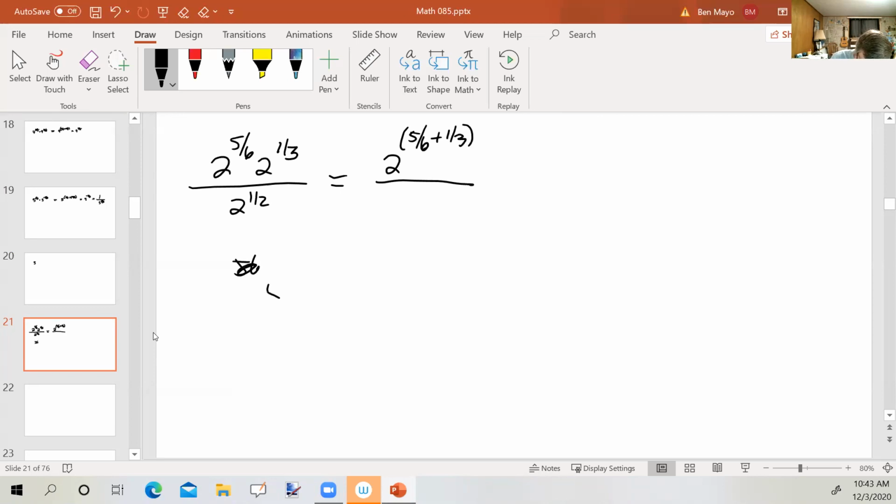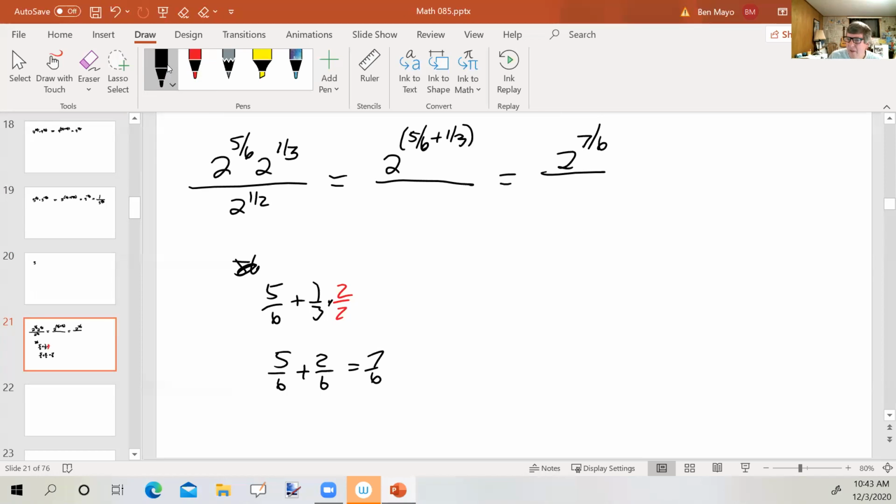But 5/6 plus 1/3 would be 5/6 plus, we're going to multiply 1/3 by 2 over 2 and get 2/6, which is 7/6. So this would be 2 to the 7/6 power in the numerator. Okay. Now, dividing two powers with the same base, you take that base and attach the difference of the exponents, the top exponent minus the bottom exponent.